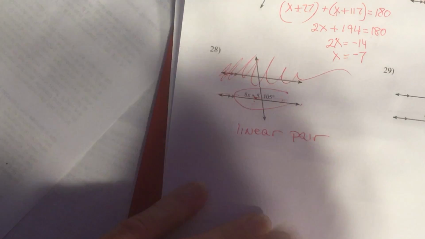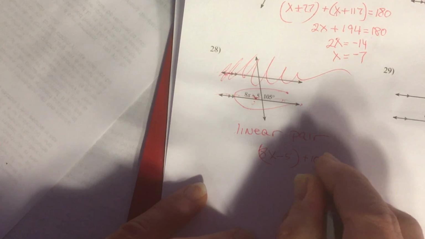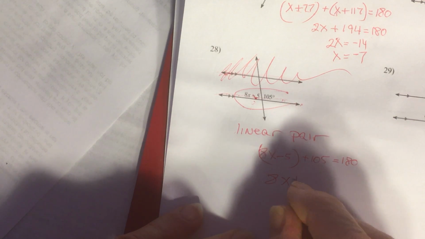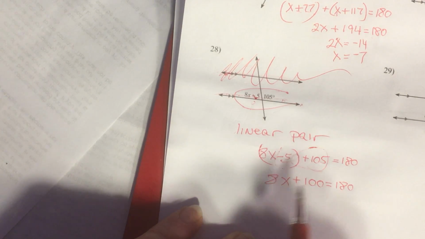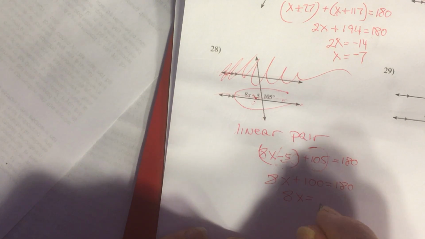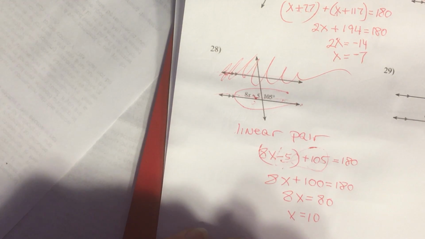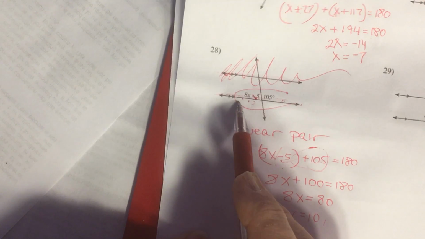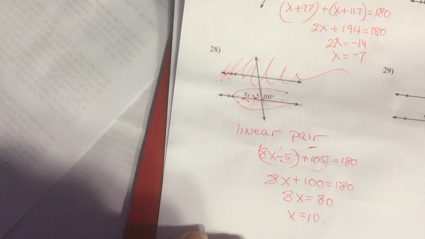supplementary. So that means that 8x minus 5 plus 105 is equal to 180, which means 8x plus 100 is equal to 180. What I did there was I took the minus 5 and the 105 and added them together. And that means that 8x is equal to 80, and that means that x is equal to 10. Just double checking here, 8 times 10 is 80, minus 5 is 75, and 75 plus 105 is 180, so that works out.